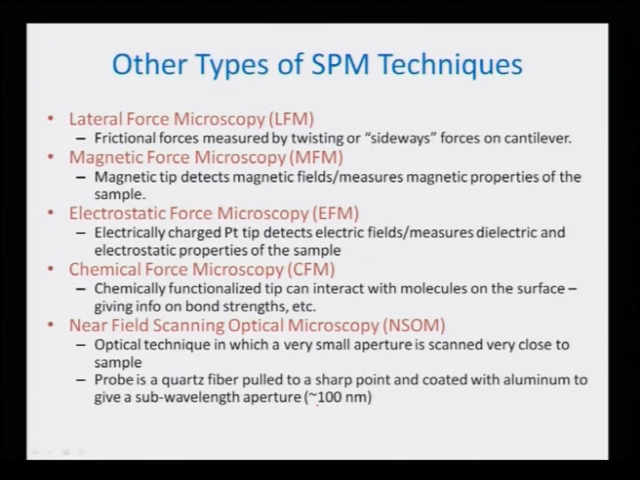Well, there are many other techniques in this world that have come up also. I'll tell you several ones, but I'll not discuss each of these techniques. First one is lateral force microscopy, called LFM. In this case, frictional forces can be measured by twisting or sideways forces on the cantilever. Again, it's basically a type of AFM. You can also have magnetic force microscopy, MFM. This is again popular for magnetic material. If the tip is magnetic, it detects the magnetic fields or measures the magnetic properties of the sample.